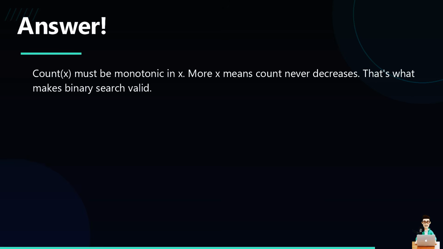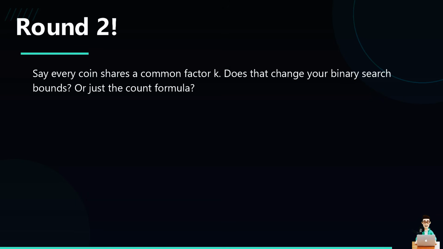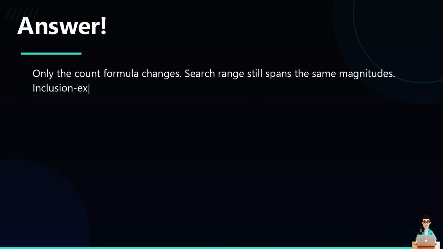Second one, suppose every coin value shares a common factor, K, like 6, 10 and 14. Does that change the range you binary search over or just how you count? Guess before I answer. Give it a moment. It only changes the counting step. The search bounds stay the same. Because the common factor just scales which multiples get double counted, not how big the answer can be.